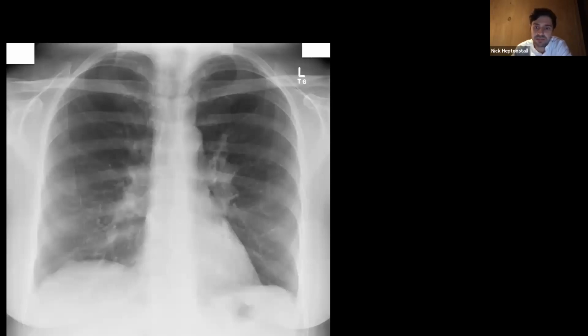So next case. So yeah, there's a comment, yes, you're absolutely right. A massive pleural effusion can push the trachea towards the right side. That can cause mass effect, yes. So again, the quality of the images is poor, but the finding is there.